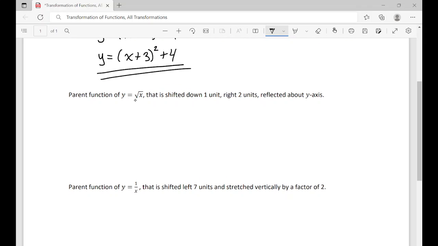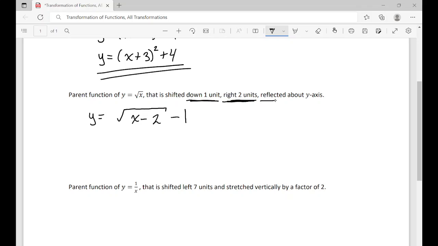Next we have y equals square root of x. It is shifted down 1, shifted right 2, and reflected about the y-axis. So y equals, we're going to have square root of x here. But let's start working with what we got. We got down 1 unit. So we know down 1 unit is minus 1. That goes on the outside of the function. Right 2, since it's going inside the function and right is positive, so it's going to be minus and then a positive 2.